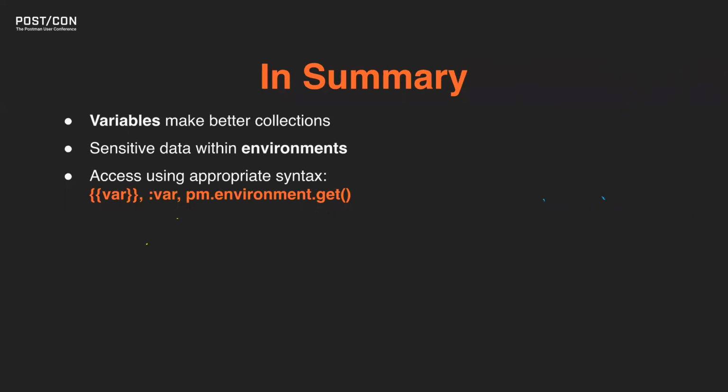And then in terms of appropriate syntax, there are the three we discussed. In the bodies and endpoints of requests, you can use that double bracket. In the path of requests, you can use that colon, although that is something that's being used less and less nowadays. I believe we're moving away from that. And within the body of a test or a pre-request, you can use pm.environment.get.